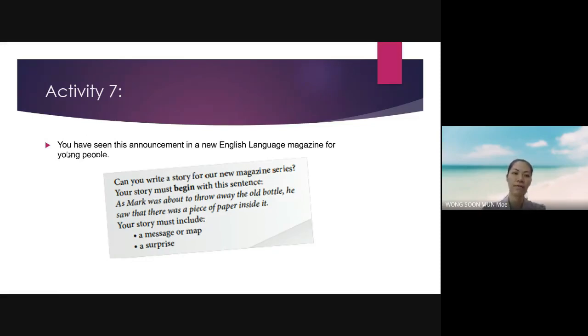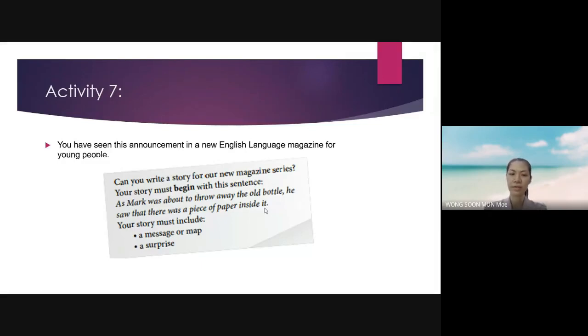Activity 7. You have seen this announcement in a new English language magazine for young people. Can you write a story for our new magazine series? Your story must begin with this sentence: As Mark was about to throw away the old bottle, he saw that there was a piece of paper inside it. So later when you write a story, you must start with this sentence. This is the first sentence of your story.